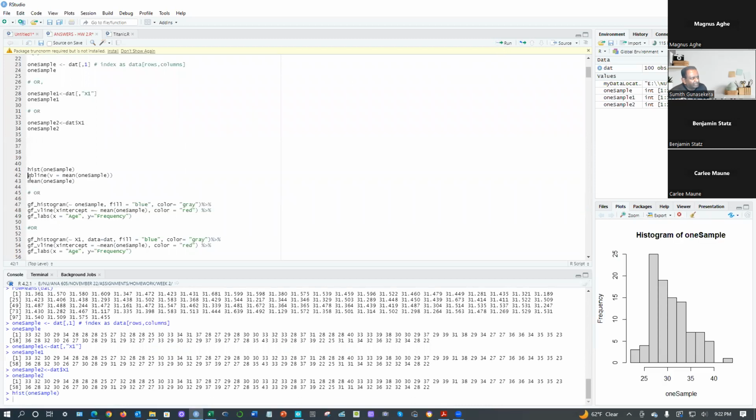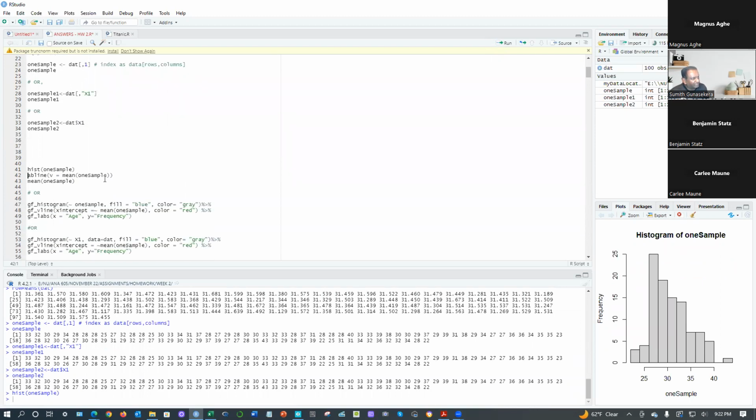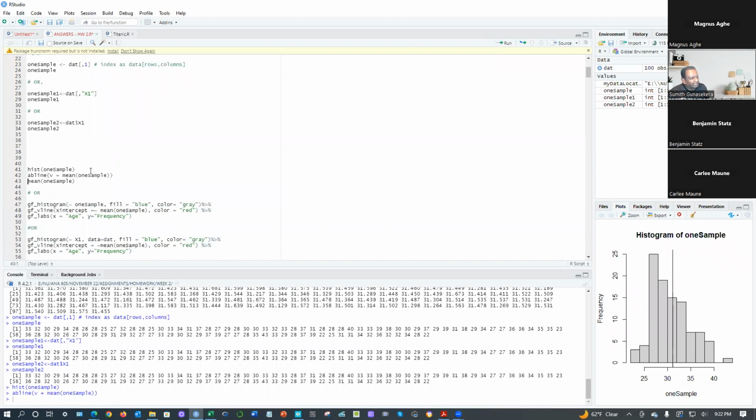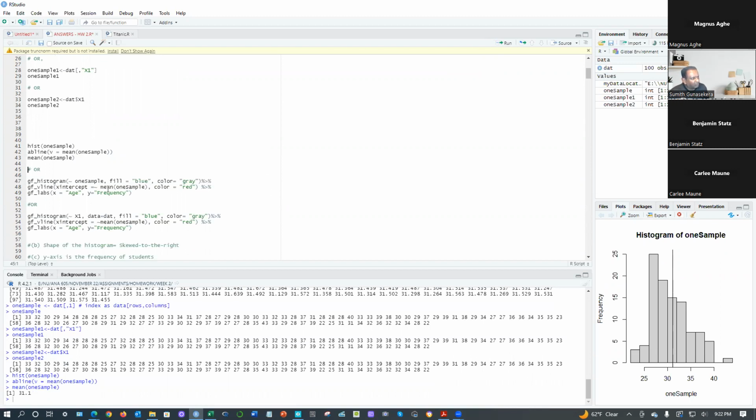If I use hist, like that, and if you want to add the line, you have to say abline, vertical, the mean of the one sample. I'm utilizing this one. One sample, one sample two, the same thing. The mean of the sample is a numerical value, 31.1. Or you can use ggplot's geom_histogram with settings: one sample, fill blue, color gray, and then a vertical line, geom_vline, with xintercept as the mean of the one sample, color red, and the labels, pretty much everything we utilize in here.